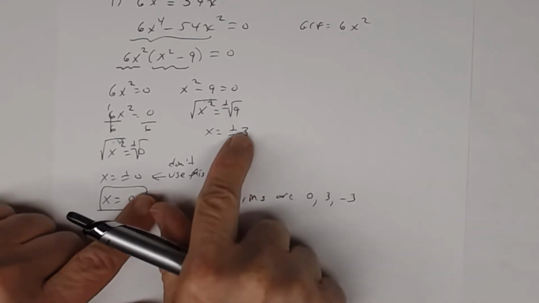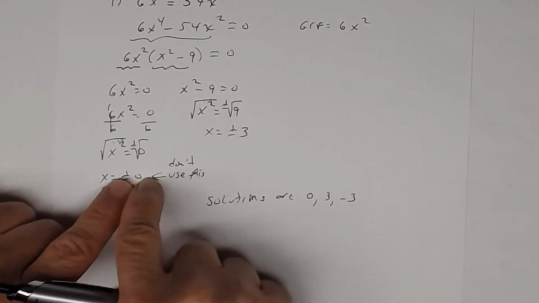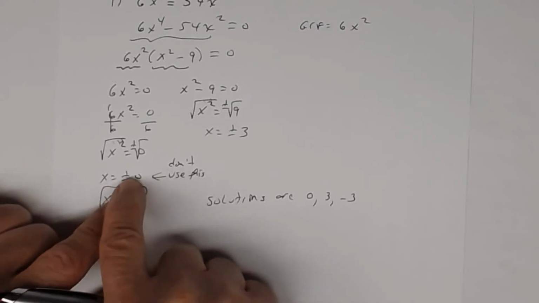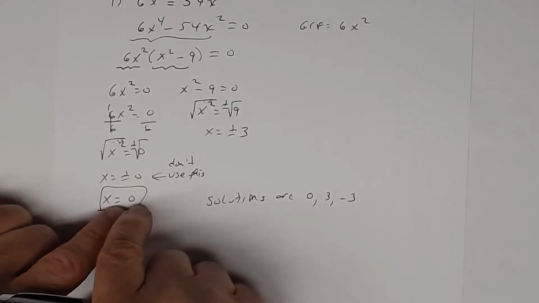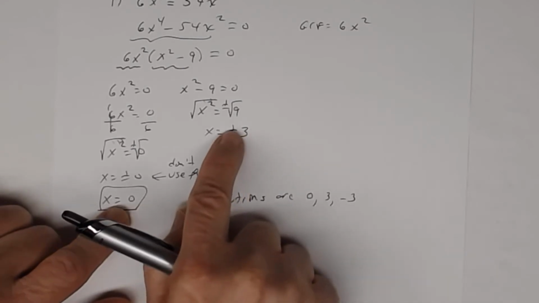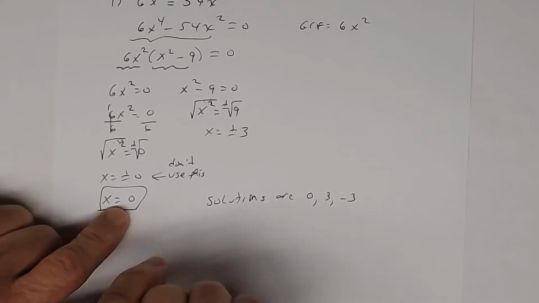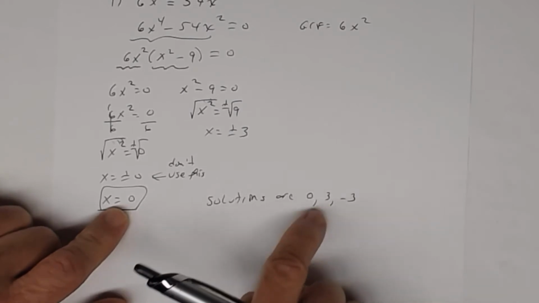Now make sure you understand, you see here, I say don't use plus or minus because a positive 0 and negative 0 is the same thing, that number 0. But here, a positive 3 and a negative 3 are not the same number, so those are distinct numbers. All right, so that's your answer, that's your solution.